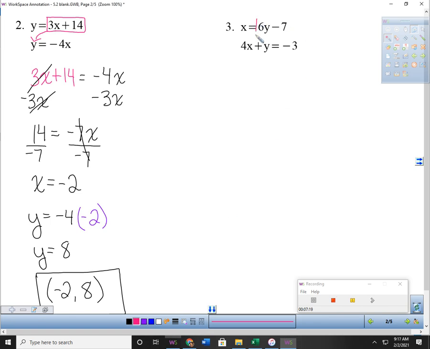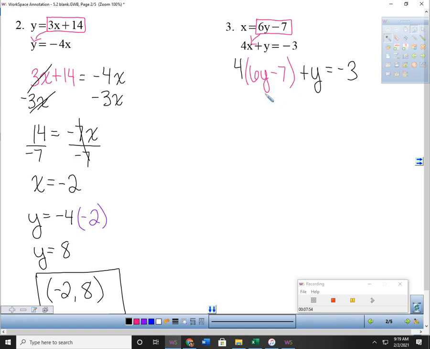So that means that all of this can be plugged in to the x in the other equation. Make sure you're paying attention to what letter you have by itself. So I'm going to plug all of this on the right side in for the x in the other one. And this time I do need parentheses because I'm multiplying by a 4. So I've got a 4, and then I'm going to plug in for that x. I'm just going to take it out and put 6y minus 7 in its place. Then behind that I've got plus y equals negative 3.